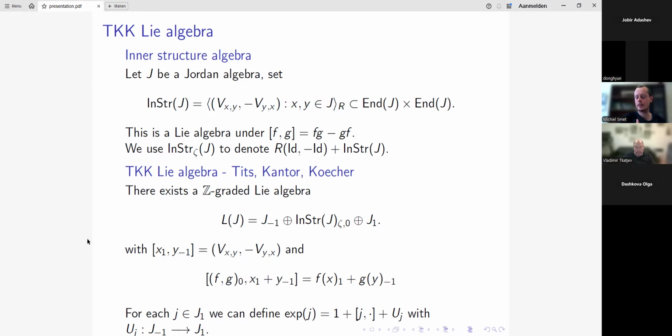And this will be an automorphism, provided you have a scalar 1/6. But since we're working with a quadratic Jordan algebra, you can define this exponential more generally, without any assumptions on the scalar. This will always be an automorphism.